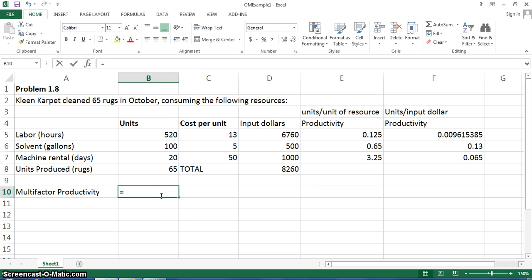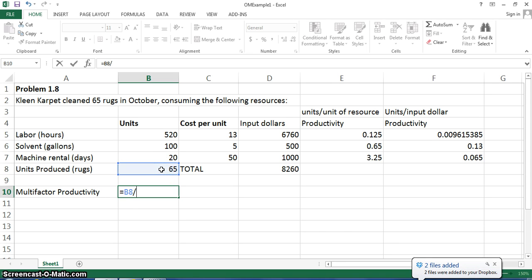So the multi-factor productivity would be the units of output divided by the total input dollars.